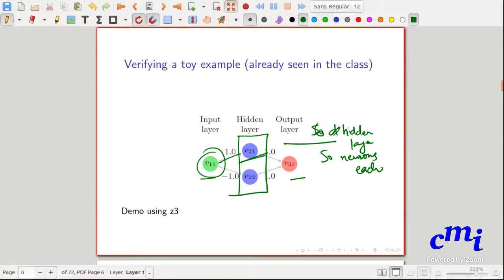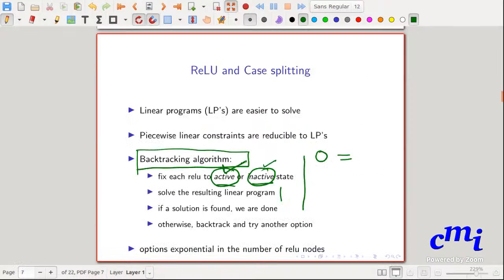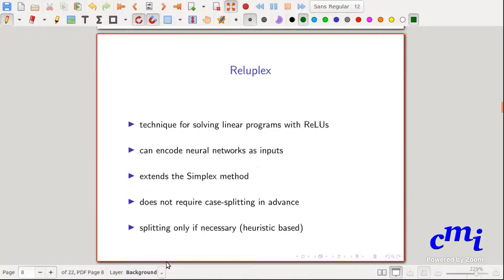Many of them will go wrong, and then you'll have to backtrack. So therefore, this backtracking algorithm is not an interesting thing to do. Of course, because there are 2 decisions at each neuron, this is exponential in the number of ReLU nodes. So this is the motivation part of it.